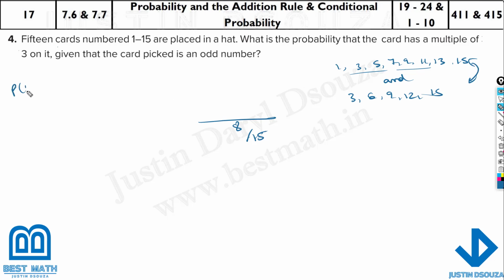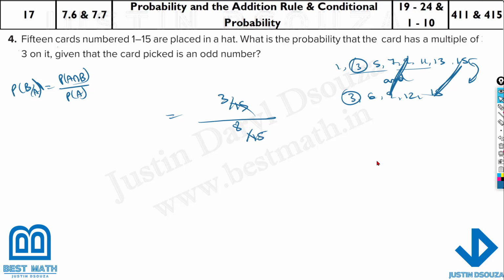The formula is probability of B given A is P of A and B. Then the inverted U is intersection, or it means and. Both of them must be there. Then probability of A, the condition. So here we have 3, 9, 15. So there are 3 out of 15 that are common. So it's 3 by 8.